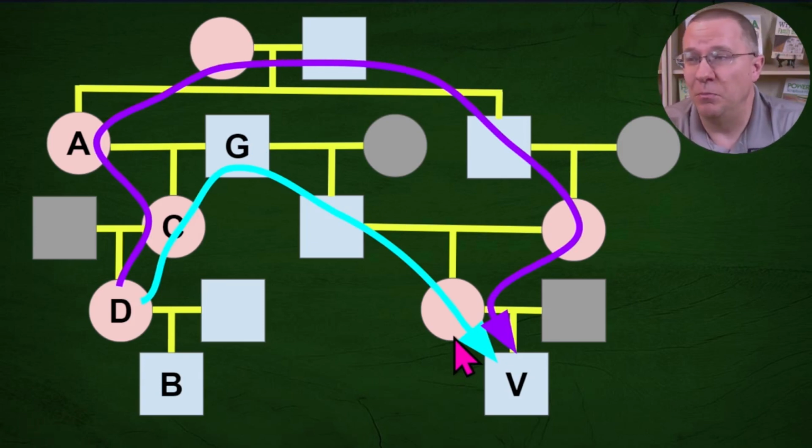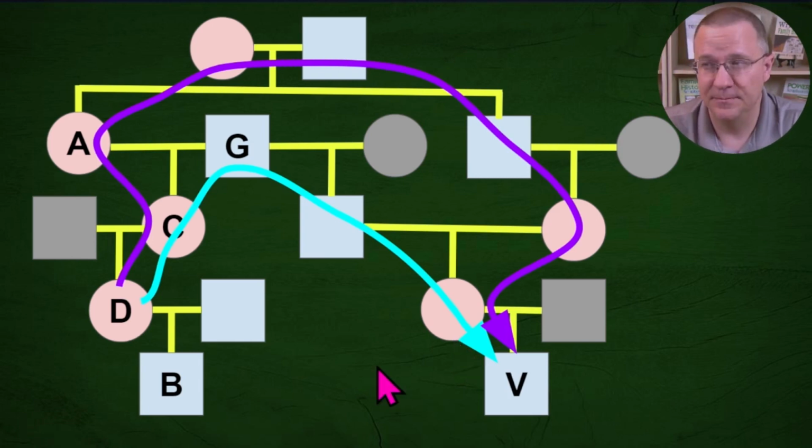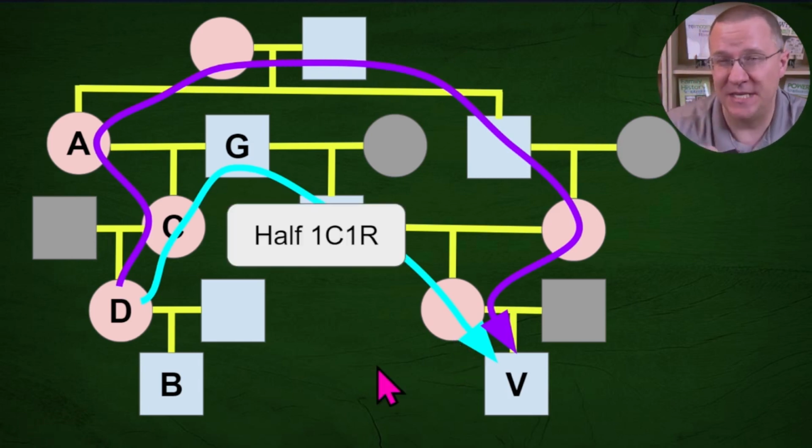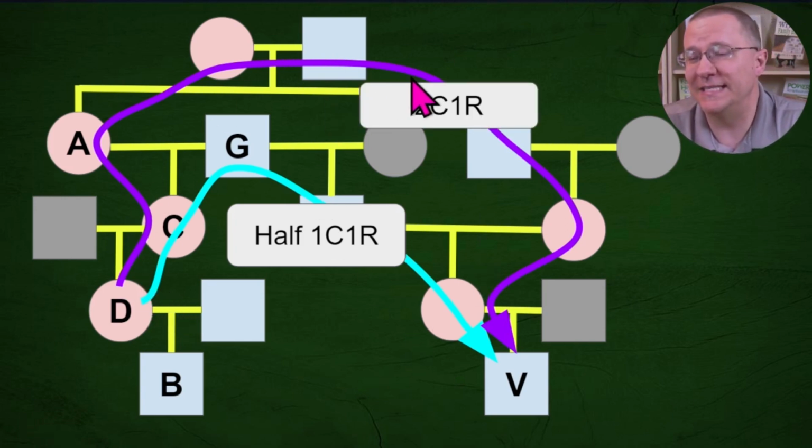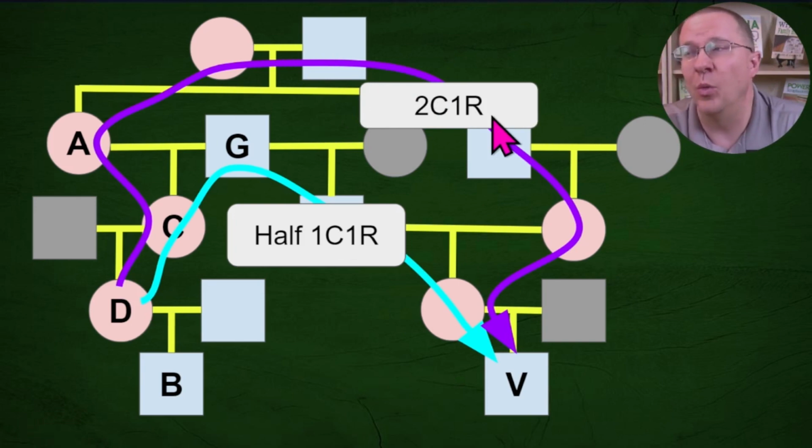Once again, blue line is one relationship, purple line is another relationship. As we follow the relationships from D, we see that this is a half first cousin once removed. And as we follow the other relationship around, we find that this is a second cousin once removed.